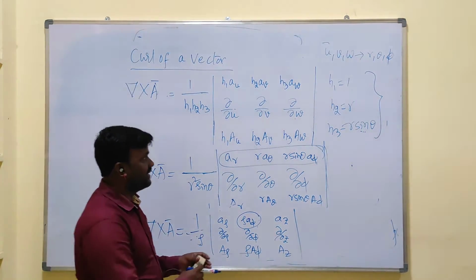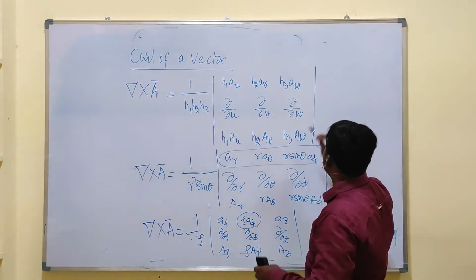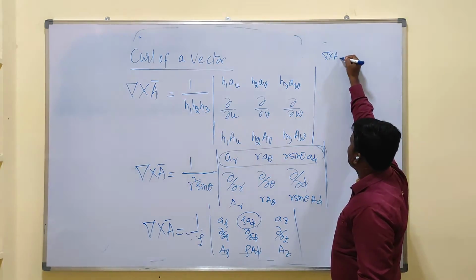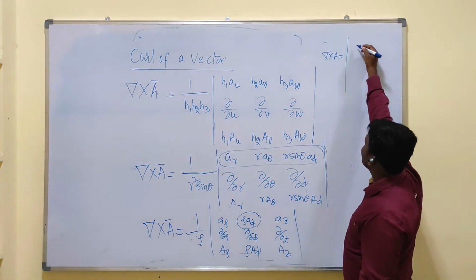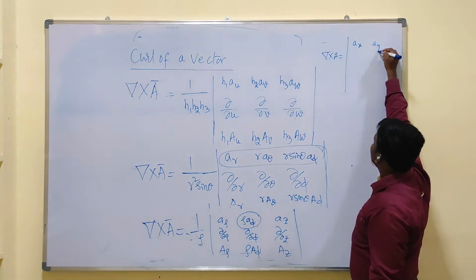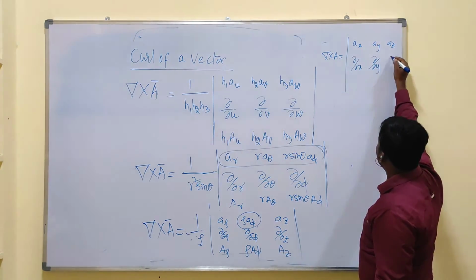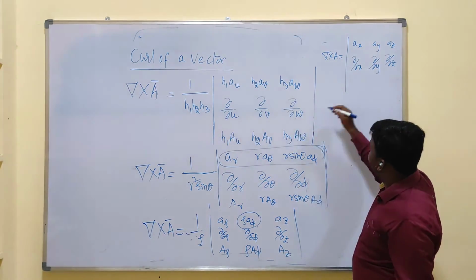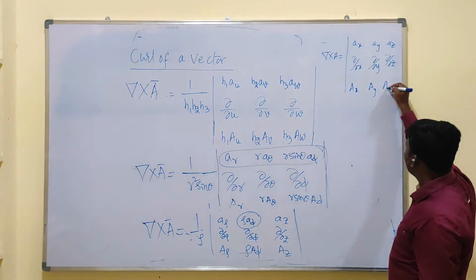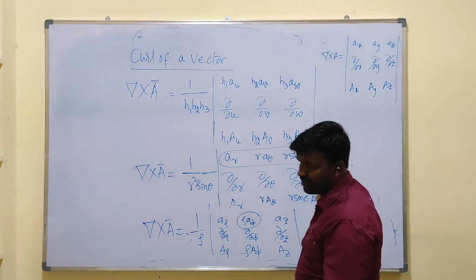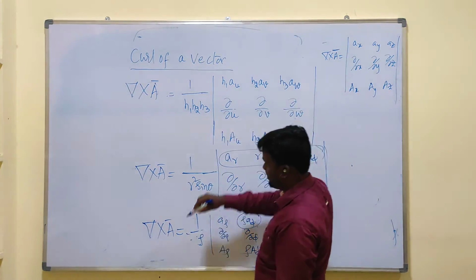And if you want to write del cross A in Cartesian, H1, H2, H3 are all ones, so 1 by 1. That is 1 into something, that's something. What about that something? Unit vectors first: AX, AY, AZ, then dou by dou X, dou by dou Y, dou by dou Z, and here AX, AY, AZ. This is all about the curl here.